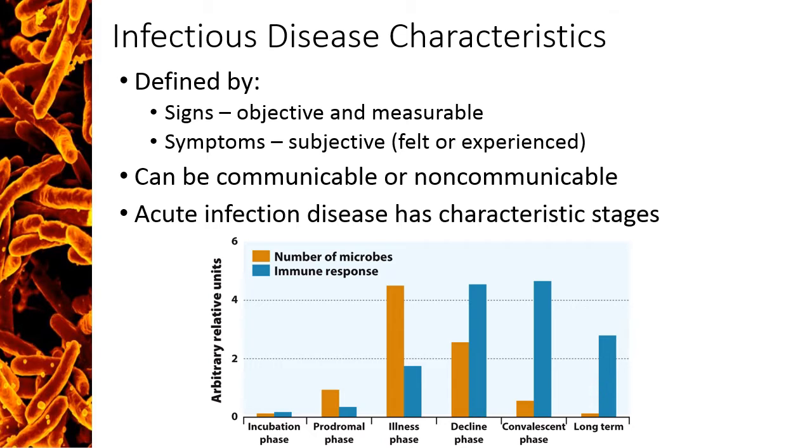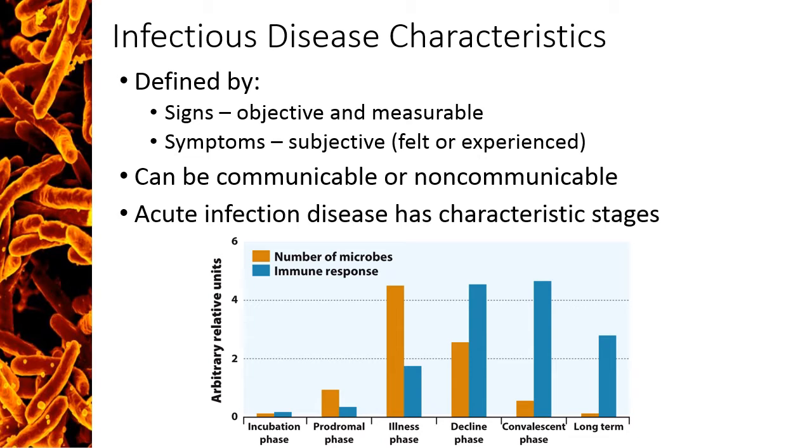Now, all diseases, including infectious diseases, are defined by their signs and symptoms. The difference between these things is that signs are something that is objective and measurable. So for example, if you're running a fever of 102, that's a sign of an infectious disease. But symptoms are subjective. They're typically the things that a patient would feel or experience. And so if they're feeling just kind of tired or achy, those are symptoms of a disease.